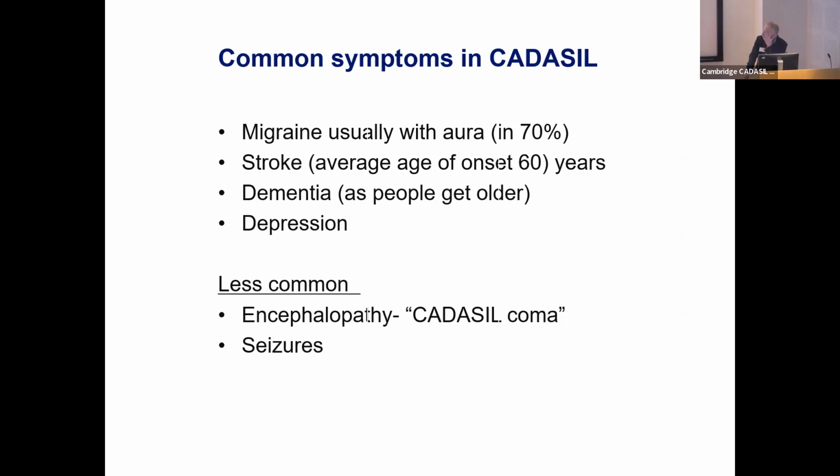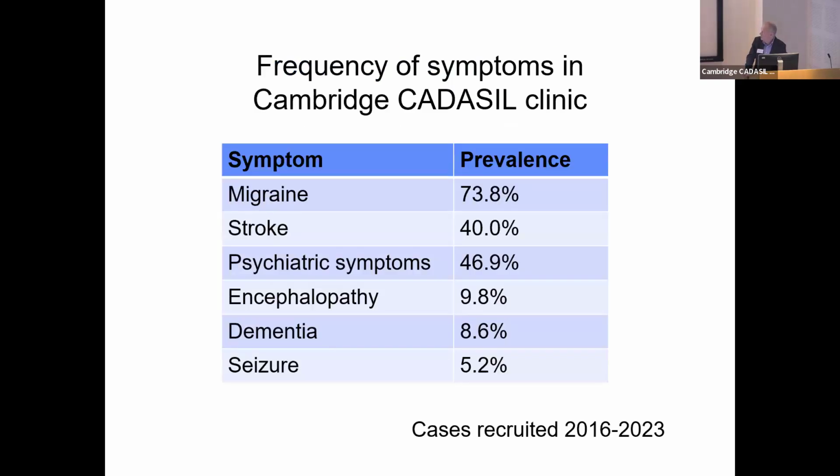Stroke, we'll talk a little bit more about this, dementia and depression. And less common, seizures are pretty rare, but there is this funny thing called CADASIL coma, where people get a migraine attack and then get reduced consciousness, may have seizures, go into hospital. People think they've got an encephalitis or some brain infection. But actually, this is part of CADASIL and it recovers on its own. And this was something actually we described about 20 years ago now.